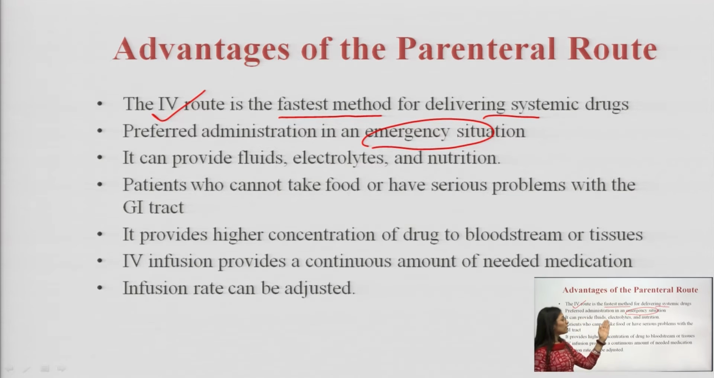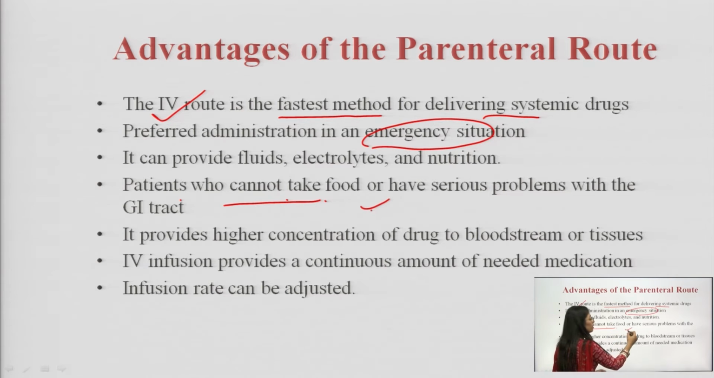After that, it provides fluids, electrolytes and nutrition. We can incorporate fluids, nutrition and electrolytes inside the systemic circulation. This is useful for a patient who cannot take food or has serious problems in the GIT. For example, there are lots of patients with mouth cancer who are not able to swallow, and very small kids who are not able to swallow properly. So, for them we can administer through parenteral routes. Okay. This is what this point says.